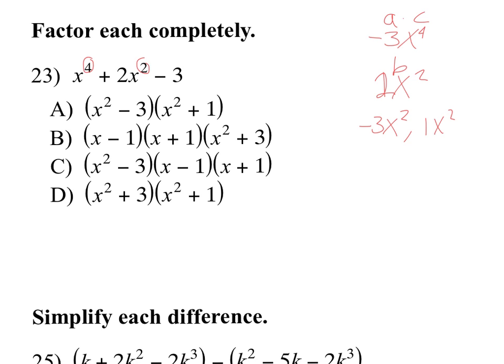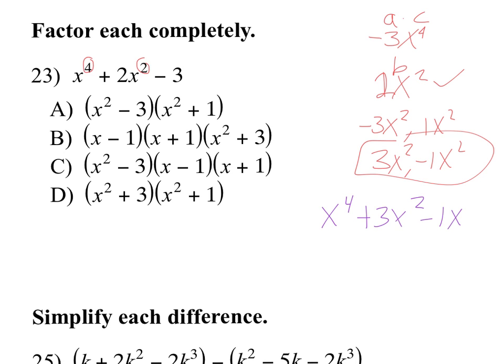No, that goes to negative 2. How about positive 3x squared and negative 1x squared? If I add those together, I get 2x squared, so that's my winner. So we rewrite as x to the fourth plus 3x squared minus 1x squared minus 3.